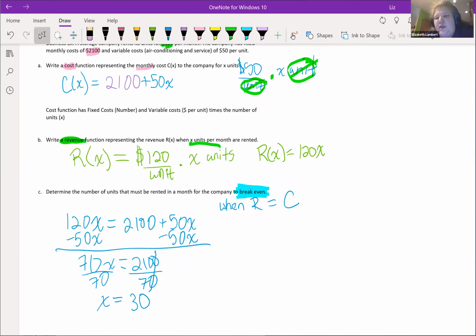If I rent more than 30 units, I'm going to be turning a profit. If I rent fewer than 30 units, I will be taking a loss. I will not be making enough to cover the $2,100 and the $50 per unit.